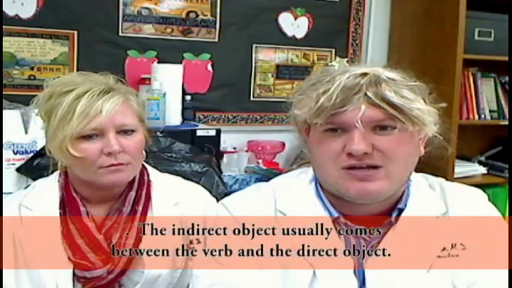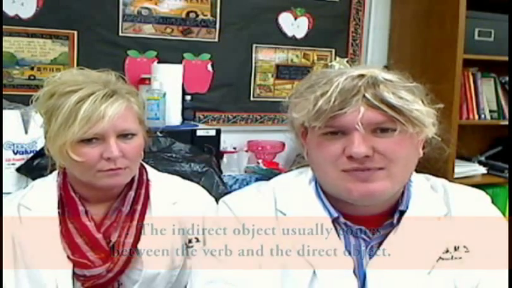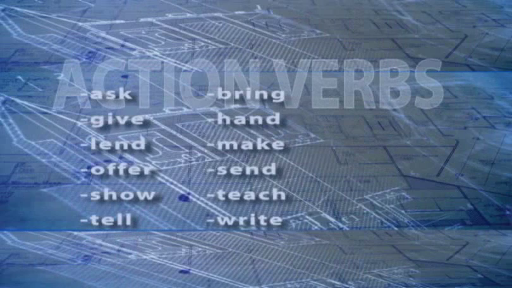That indirect object usually comes between the verb and the direct object, in most cases. Verbs that are often followed by an indirect object include ask, bring, give, hand, lend, make, offer, send, show, teach, tell, and write. So it's important to be able to identify that verb. Exactly, and these are all going to be action verbs. Remember last time we were talking about linking verbs, is and are, and tasted and looked, but now we're talking about actual action verbs. To me, they're easier to find because there's an action going on.